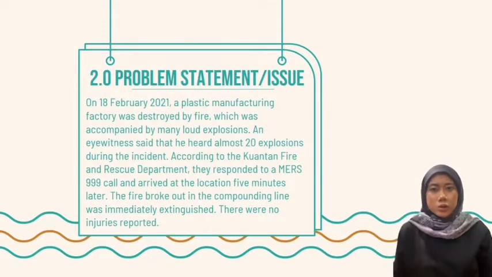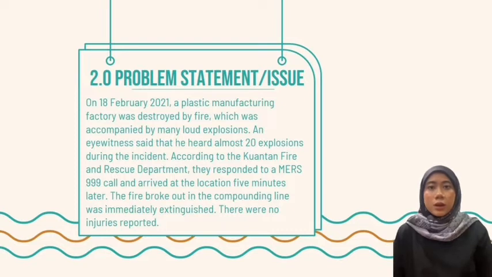Problem statement or issue. On 18 February 2021, a plastic manufacturing factory was destroyed by fire, accompanied by many loud explosions. A witness said that he heard almost 20 explosions during the incident. The fire broke out in the compounding line and was immediately extinguished after the arrival of the Kuantan Fire and Rescue Department. There were no injuries reported. Polyplastics intends to begin repair of the damaged compound line, which mostly manufactures POM compound products, within 2 weeks after the incident.